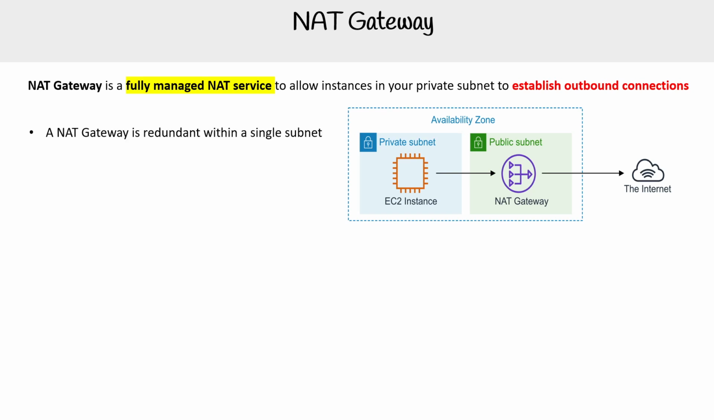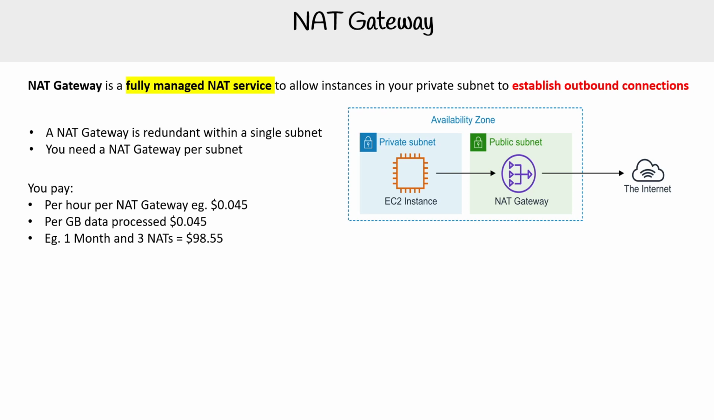A NAT Gateway is redundant within a single subnet, meaning you'll need a NAT Gateway per subnet. And the issue with this is it can add up costs pretty quickly because as long as you have a NAT gateway deployed, it's going to cost you money, even if you're not using it. So if you have a workload, let's say in 3 subnets, then you're going to be paying for 3 NAT gateways, and that's 730 hours for each of those.